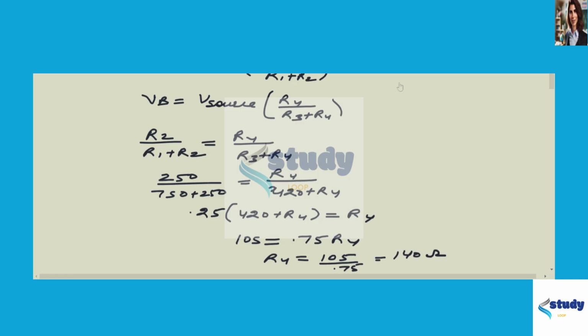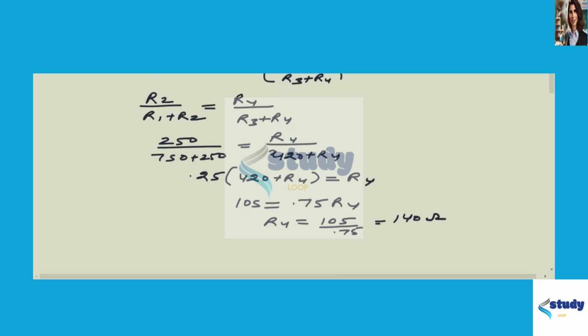So for R4 equal to 140 ohm, no current flows through R5.